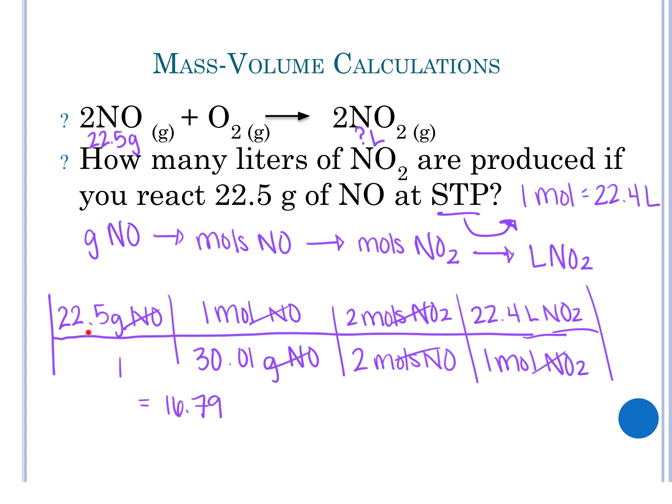Okay. And 22.5, how many sig figs are there? 3. 30.01, 4. Do we ever count the whole numbers? No. The 22.4 is a measurement, so yes, we count that. How many sig figs? 3. So our lowest number has been 3. So what should we round our answer to? Okay, so we have 16.8 liters of NO2.